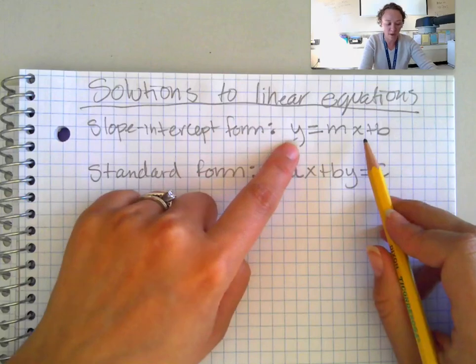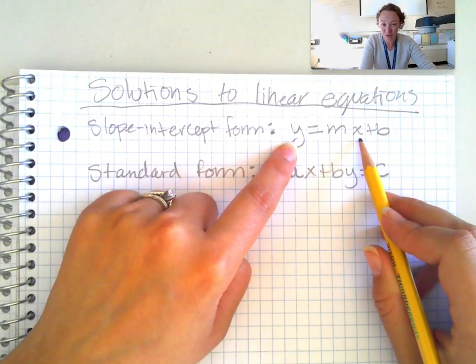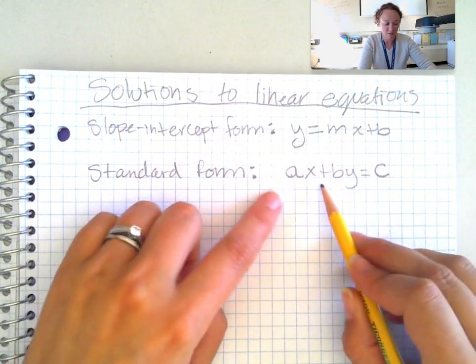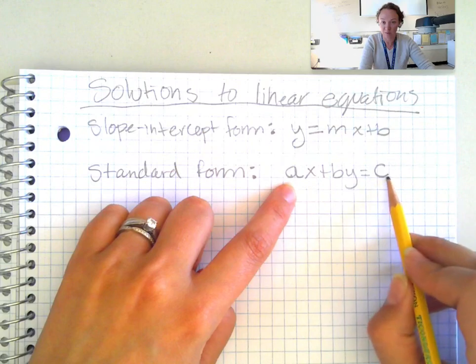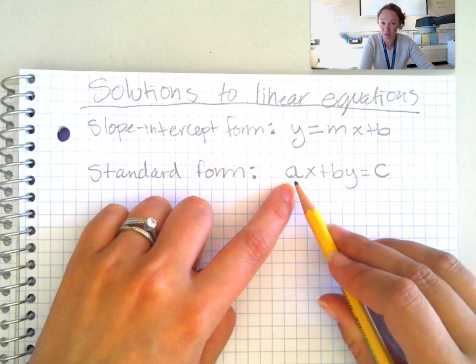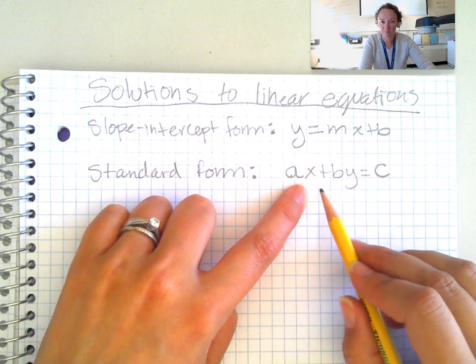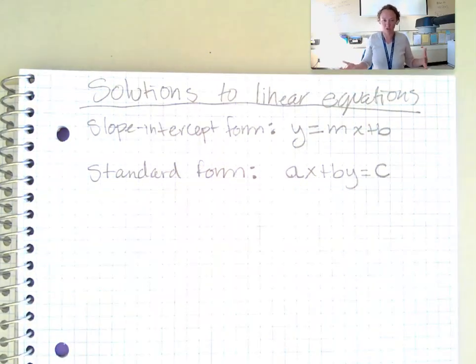So the x and the y would represent variables. The m and the b would be parameters. Same thing down here, the a, b, and c would be parameters. Those are usually filled in with numbers. But this is a general form, so we've used letters for them to show what the big structure of it would be.